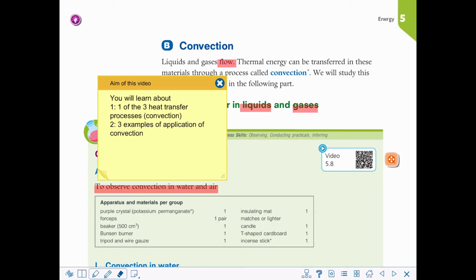Boys and girls, I'm Mr. Chow. Please have a look at the yellow box here on the screen. In this video clip, you should be able to state one of the three processes of heat transfer, which is convection, and give three examples of application of convection.